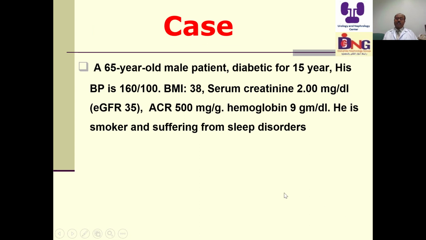Let us go again to the case. So 65-year-old male patient, diabetic, and this is the case. What is the stage of CKD here? Estimated GFR is 35. So if we think of estimated GFR between 45 and 30, it is stage 3B. Albumin creatinine ratio is 500 milligram per gram, so it is A3. So this CKD is stage 3B, A3, and the patient is anemic.